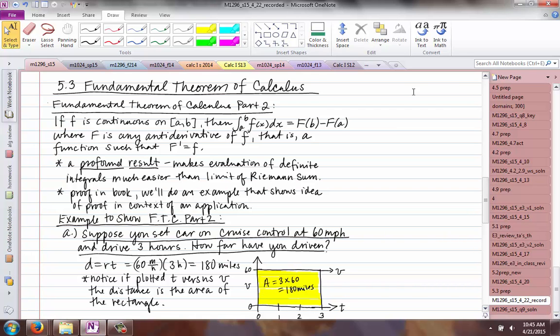It says if f is continuous on the closed interval from a to b, then the integral from a to b of f of x, little f of x, is equal to big F of b minus big F of a, where big F is any antiderivative of little f. That is, a function such that big F prime equals f.